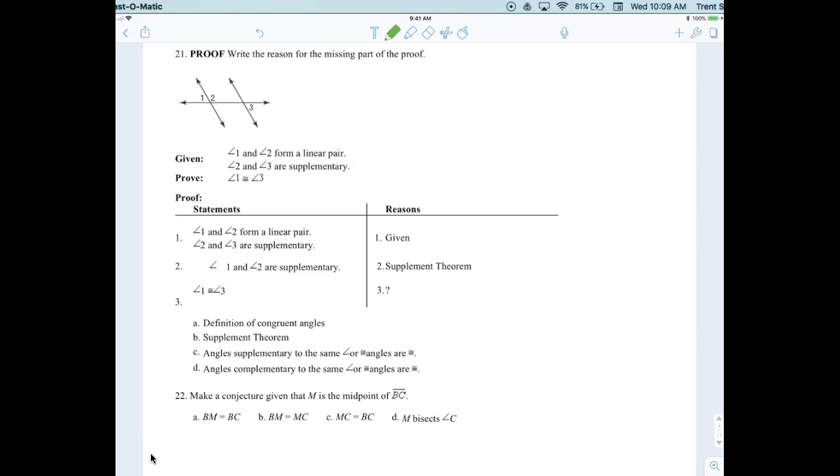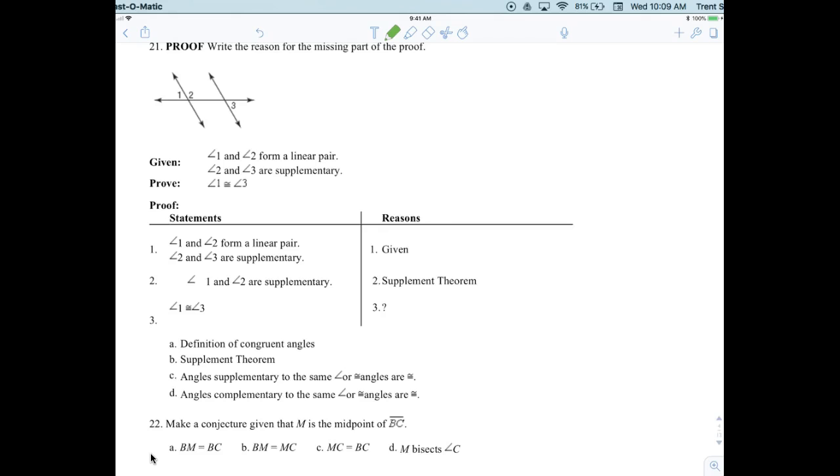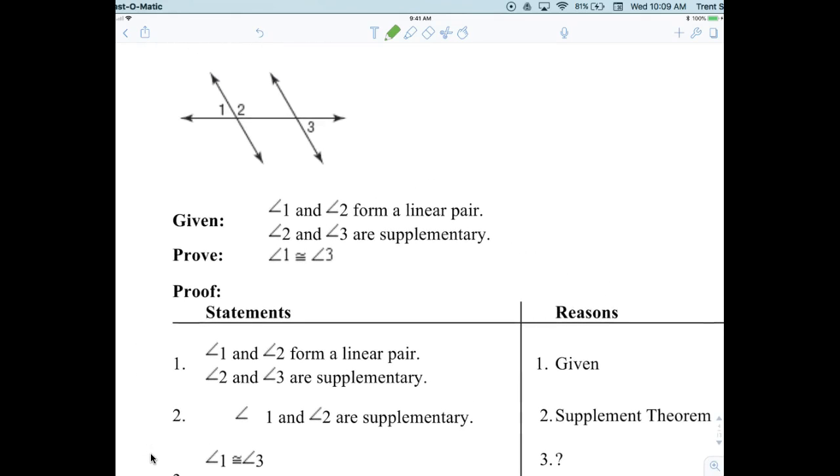Angle 1 and 2 form a linear pair, and 2 is supplementary to 3. So if 2 is supplementary to 3, let's just say this is 100 degrees, then this would be what? 80 degrees. Is that true? Yeah. So 1 and 2 form a linear pair, so angle 1 would have to be what? 80. Now can you see angle 1 is congruent to angle 3? Yeah. So angles supplementary to the same angle have to be congruent. Good on this?